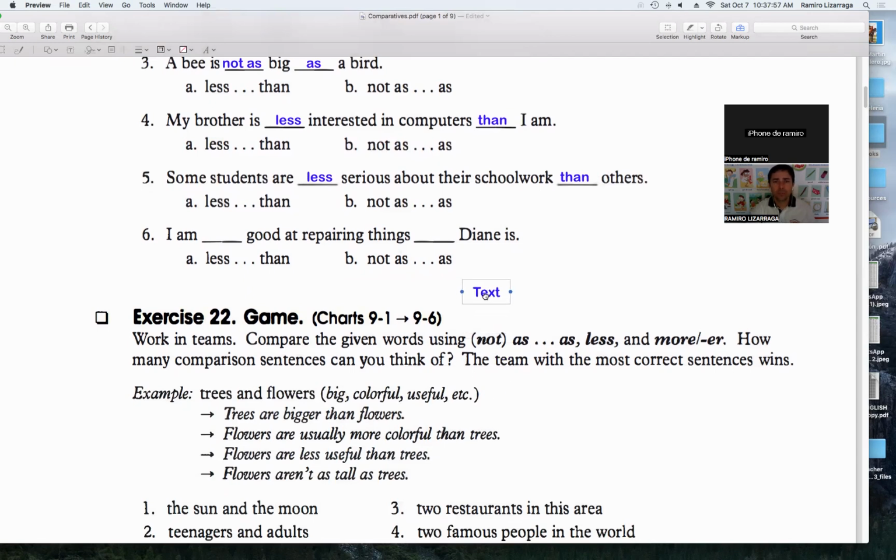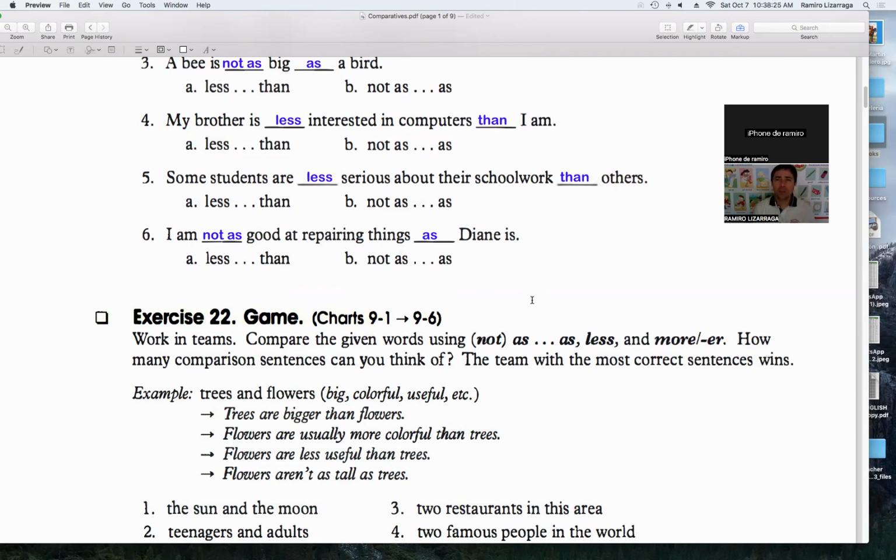I am not as good at repairing things as... ¿Cómo se pronuncia ese nombre? Diane is. Eso. I am not as good at repairing things as Diane is.